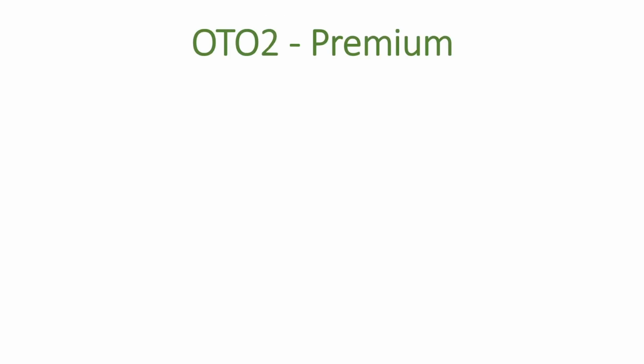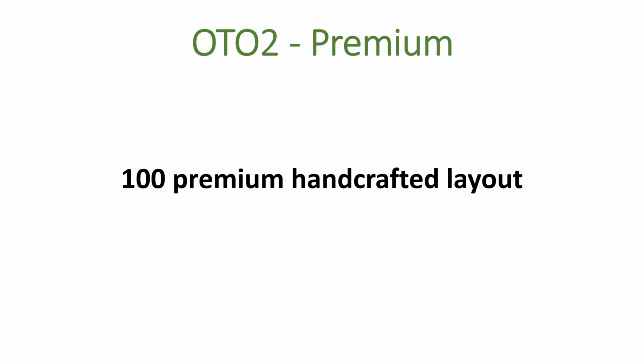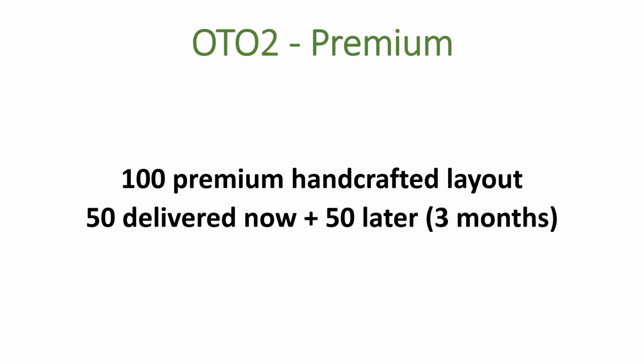Okay, so that moves me on to OTO number 2, which is being referred to as the premium version of the software. So basically inside this you get 100 premium handcrafted layouts, and this is going to be delivered in such a way where 50 of these images are delivered now and then 50 within the next 3 months. So a lot of people are going to be very interested in utilizing these pages for their books. I'm going to show you why.